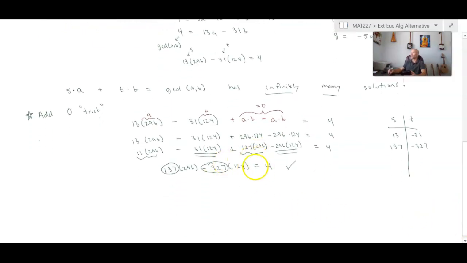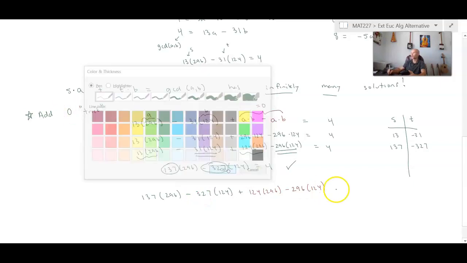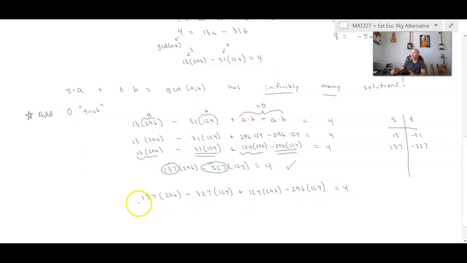Now I could do the same thing again. I could again add 124 times 296 and subtract 296 times 124 and adjust these coefficients accordingly to produce another solution. So let me do that. 137 times 296 minus 327 times 124 plus 124 times 296 minus 296 times 124. Again, those are like terms and they add up to 0. So I haven't changed the equation any. But I can do the same thing once again.